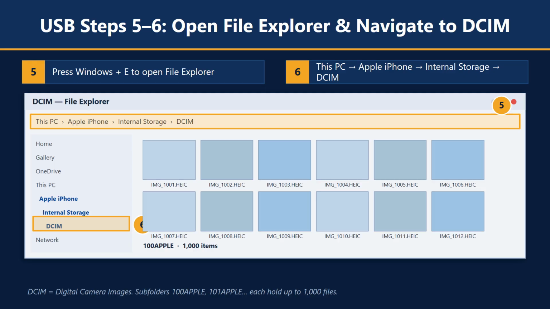When prompted, tap Trust This Computer. Then enter your passcode. This creates the trust relationship that allows Windows to access the phone's storage. If the prompt doesn't appear, disconnect, unlock the phone, and reconnect. This step only needs to happen once per PC.